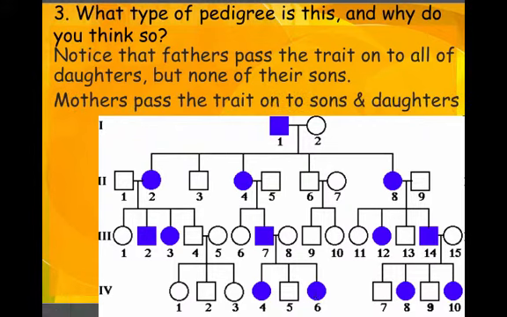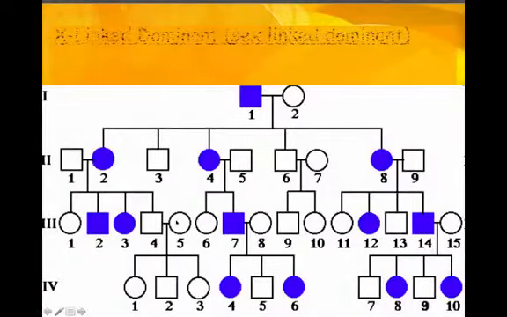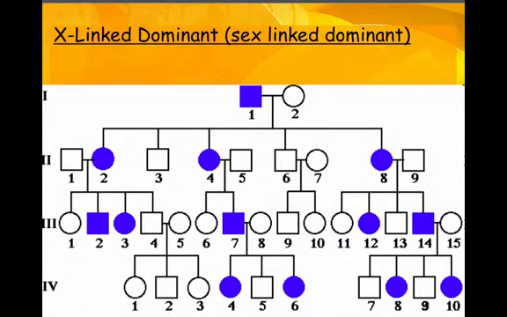Mothers pass the trait on to sons and daughters. So if we take a look at individual 2 of generation 2, they passed it on to individual 2 of generation 3, who's a son, and individual 3 of generation 3, who is a daughter. In this case, we would say it's an X-linked dominant or sex-linked dominant trait, meaning that the father automatically passes it to the daughter, and a mother will pass it to both sons and daughters.